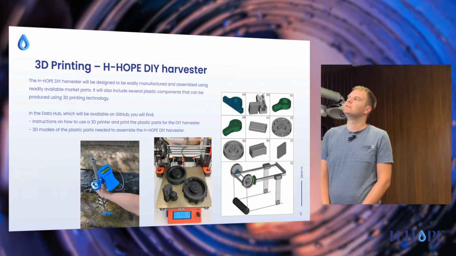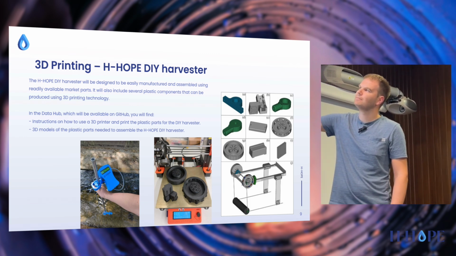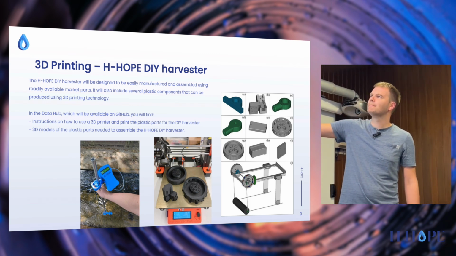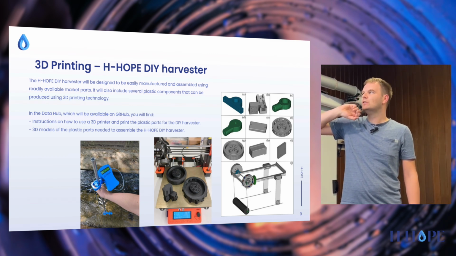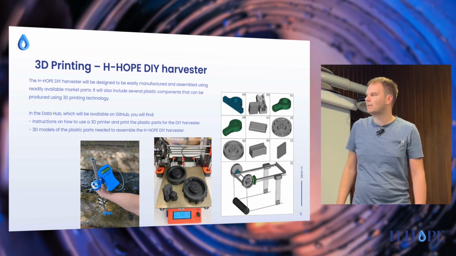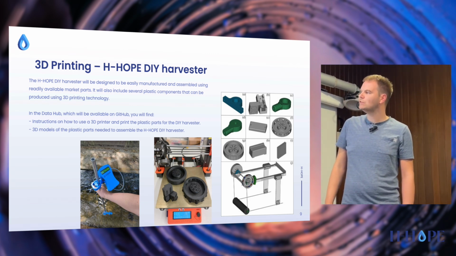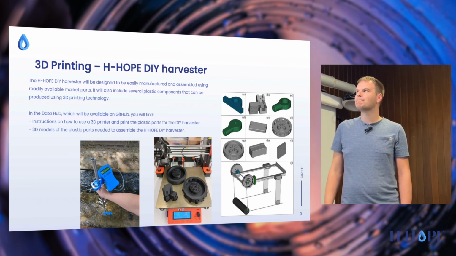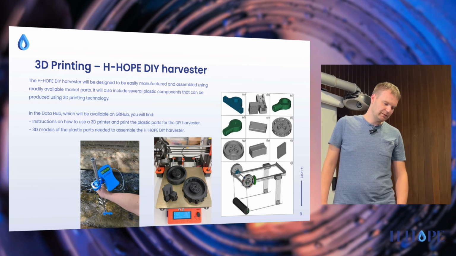So this is the H-Hope do-it-yourself harvester. This harvester will be designed to be easily manufactured using readily available methods on the market. It will also include several plastic parts that can be produced using 3D printer technology.